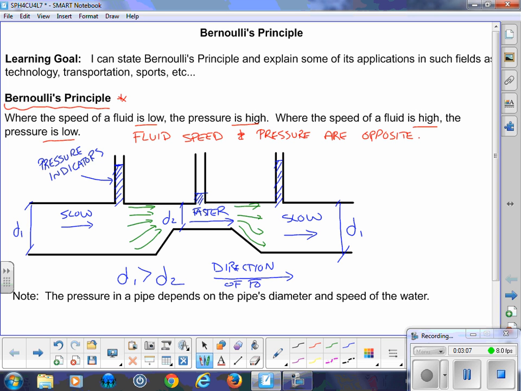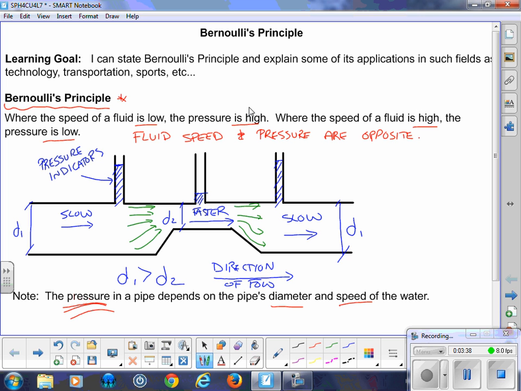Direction of flow. So underneath, I've got a note here: the pressure in a pipe depends on two things: diameter and speed of water. Okay, so that's what pressure depends on. If you want to increase your pressure, you need to, depends on what you're going for here, but if you think of a garden hose, you can increase the speed of your water by covering up the end of the garden hose.